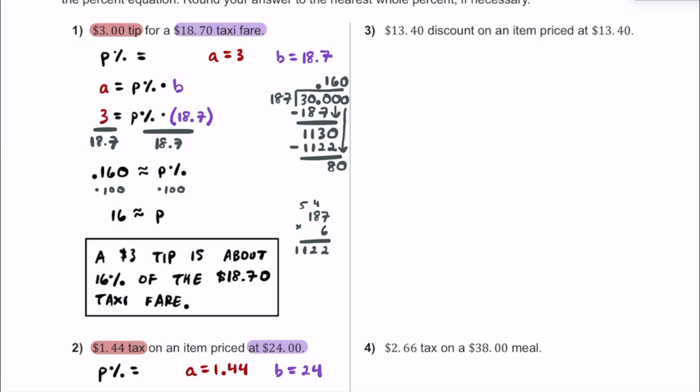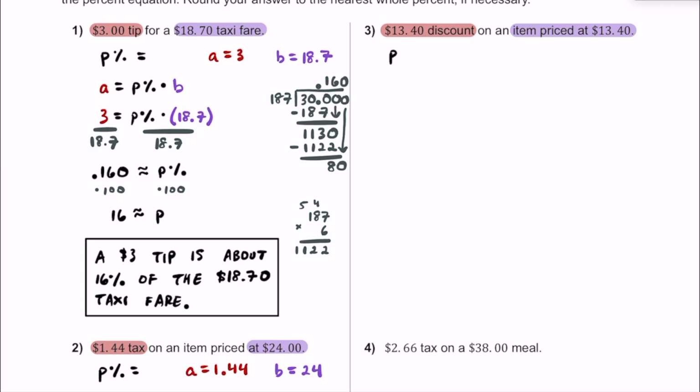Let's try another one together. We have a $13.40 discount on an item priced at $13.40. This one's kind of silly here, but we can see that we have a $13.40 discount. That would be of an entire amount that was originally priced. The item looks like it was originally priced here at $13.40. So what happens if you have the item priced at $13.40, but you get the entire thing for free?